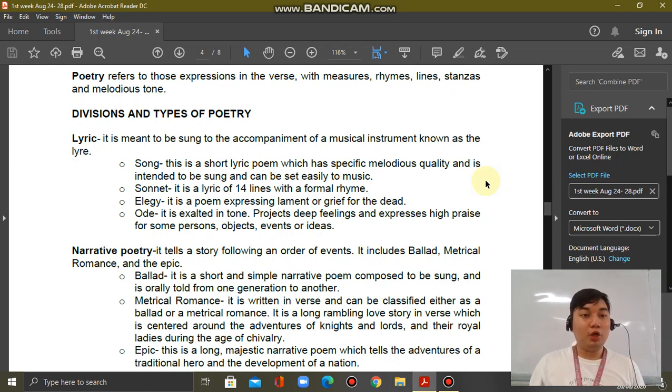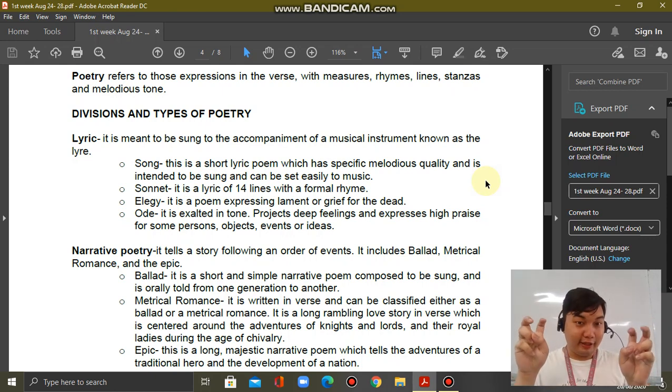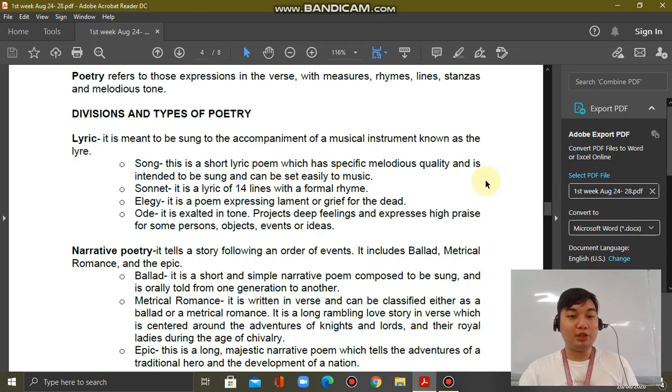Okay. So, first let's discuss the divisions and types of poetry. So lyric, it is meant to be sung to the accompaniment. That's why you call the lyrics of a song a lyric. Song is a short lyric poem which has a specific melodious quality and is intended to be sung and can be set easily to music.